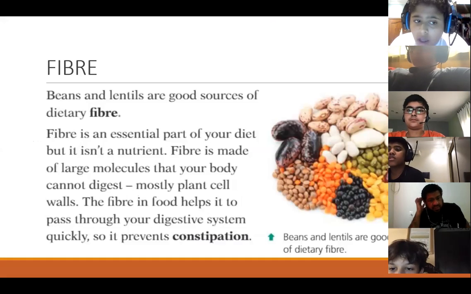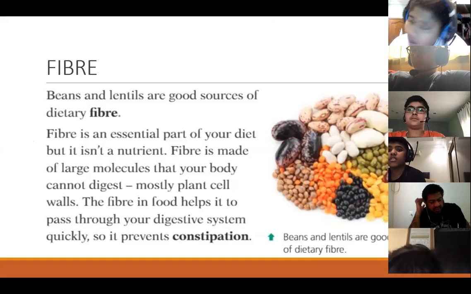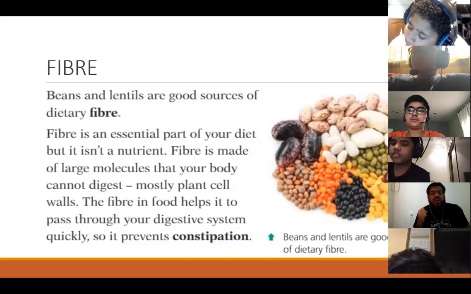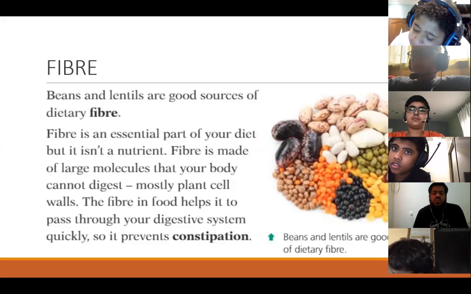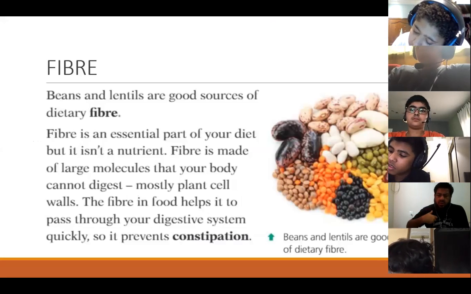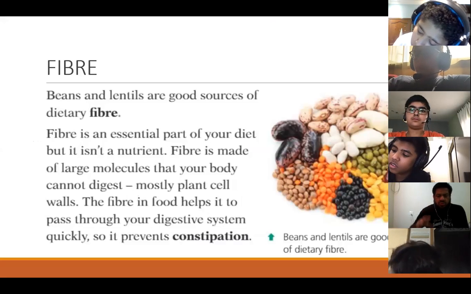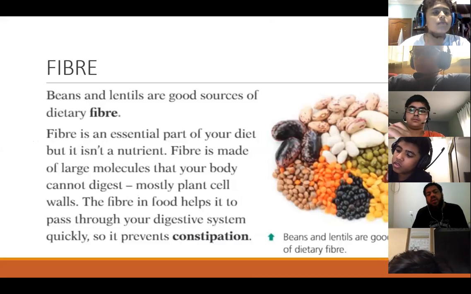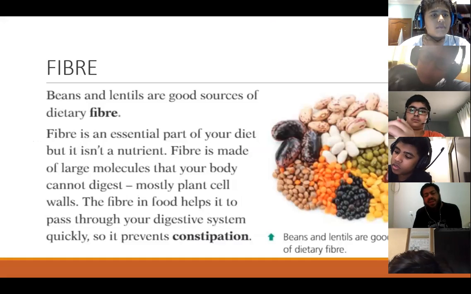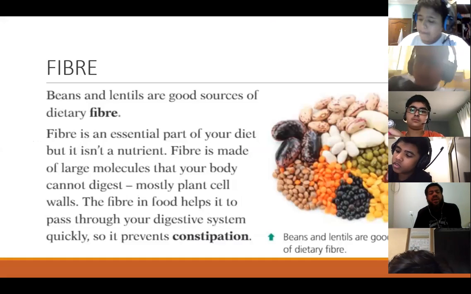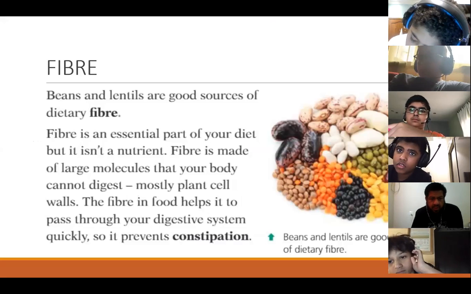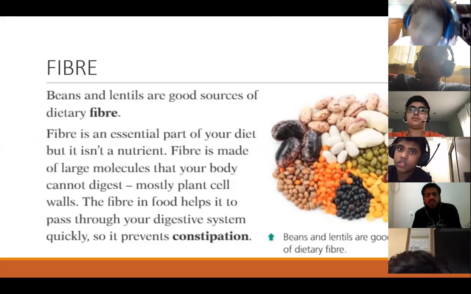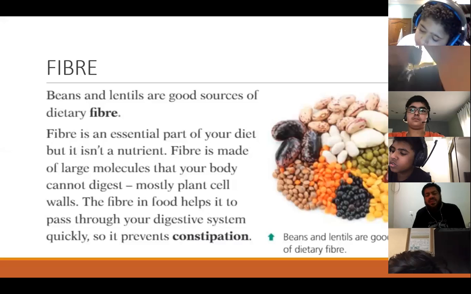Fiber. Now, fiber is an important nutrient. Beans and lentils are a good source of it. They are needed so that we can pass out the stool properly. They are made up of large molecules. They cannot be digested, but they contain some of the minerals and vitamins of our food. So this helps food pass through the digestive system quickly.